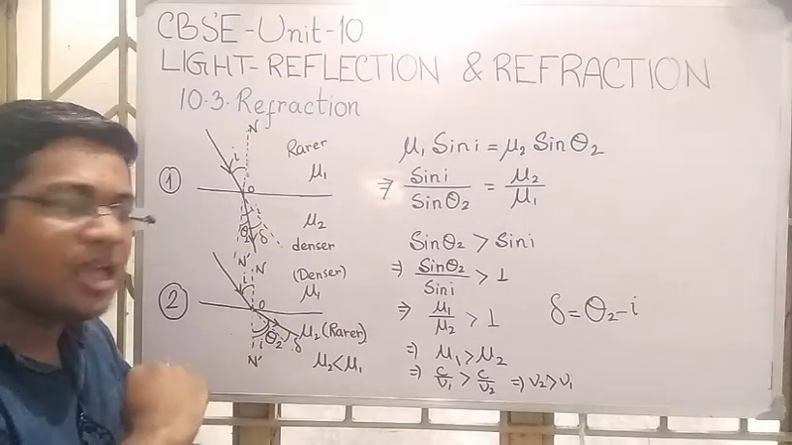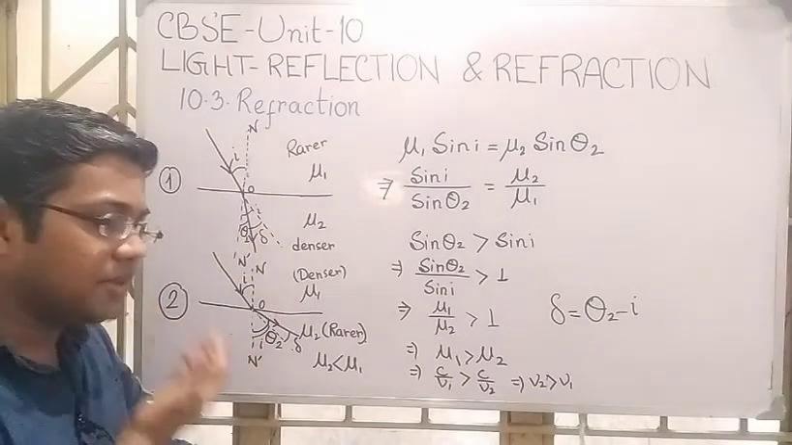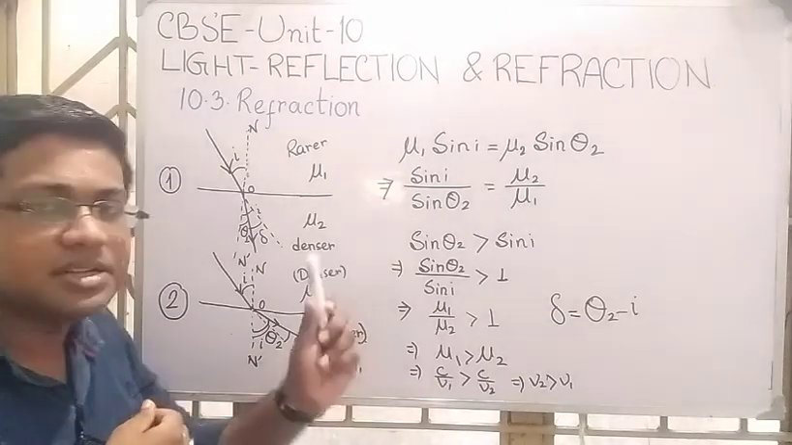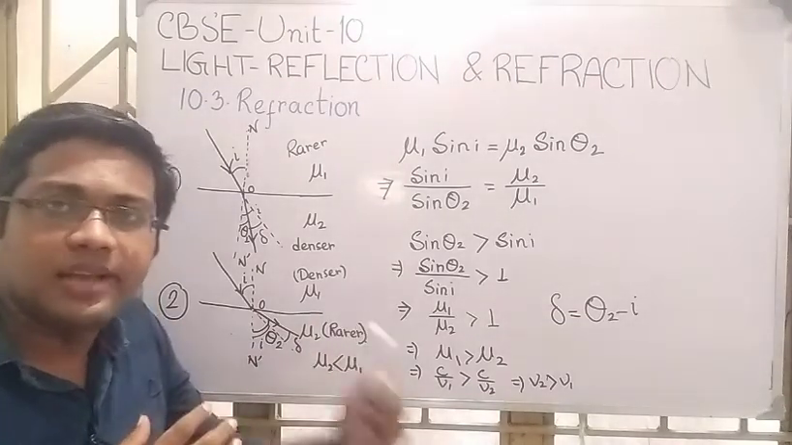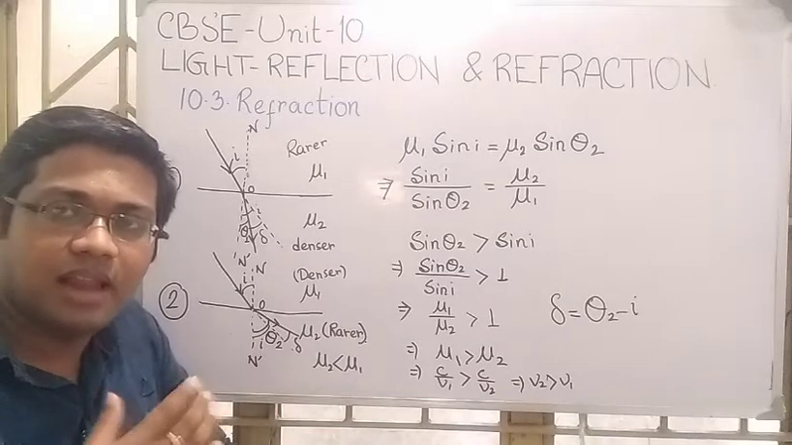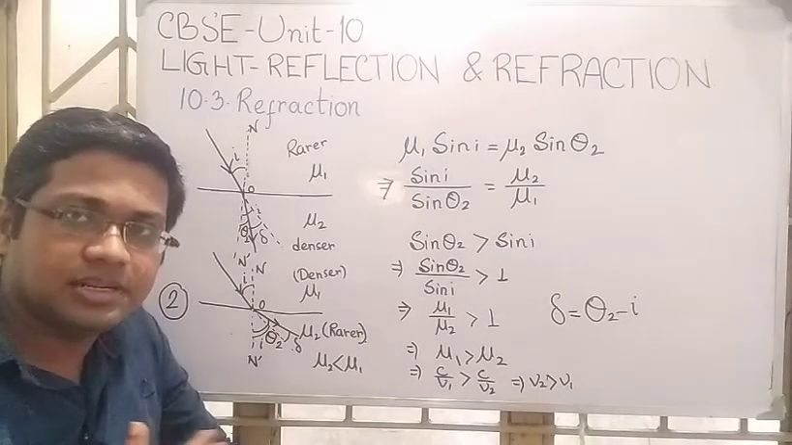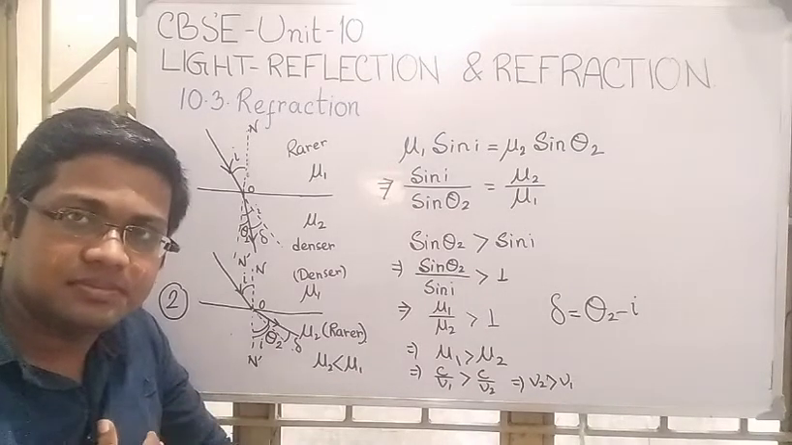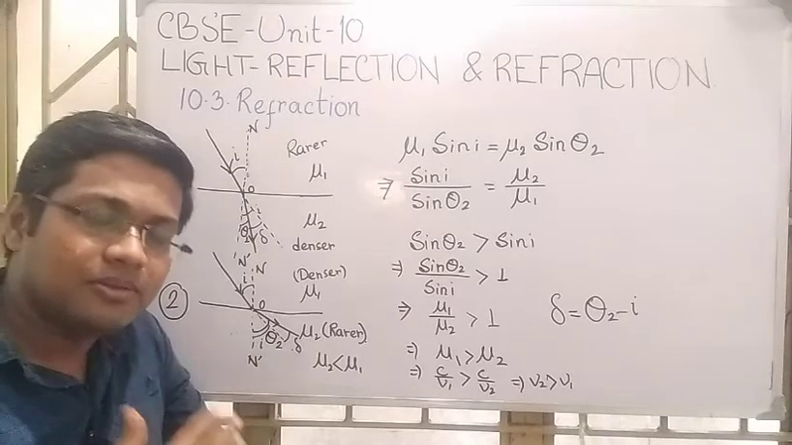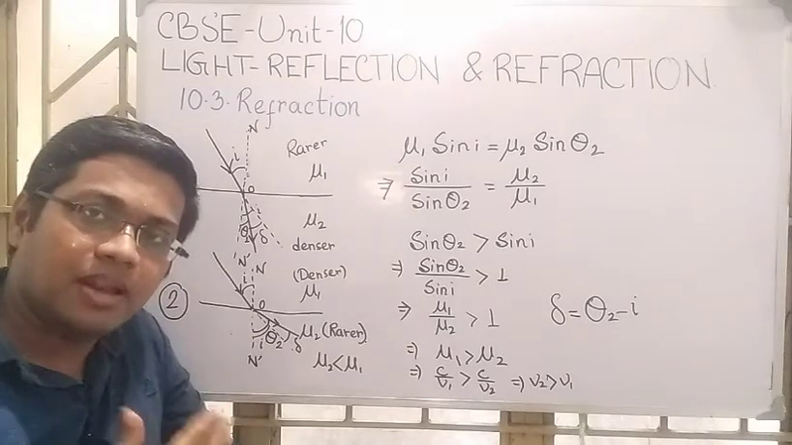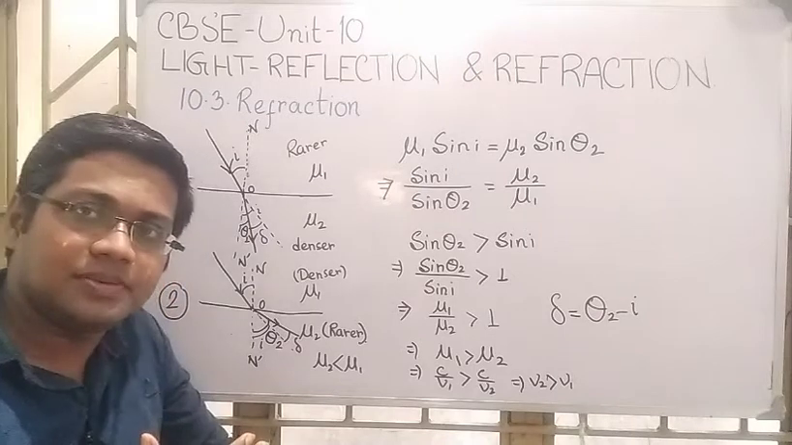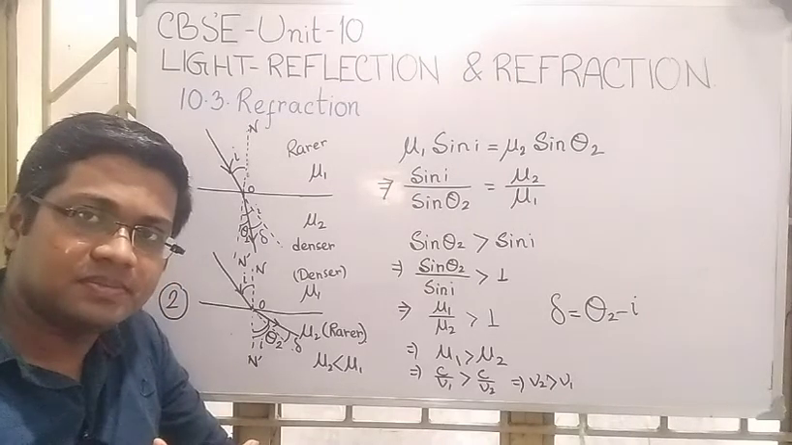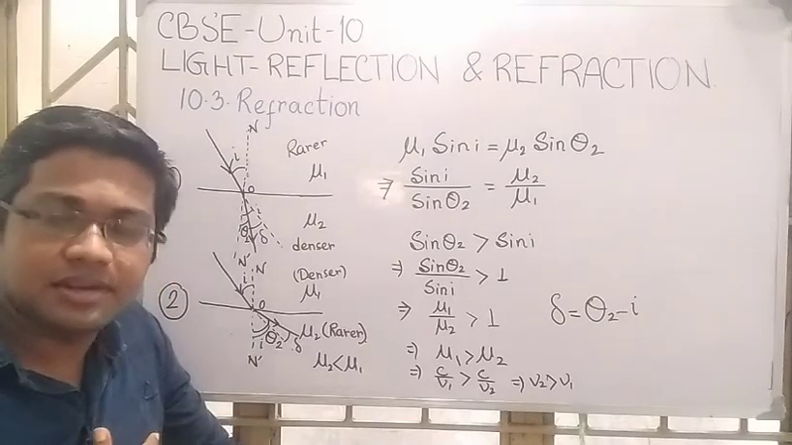And after that, obviously, these refractions are for oblique incidences. If the light is incident obliquely on the interface, then what will happen if the light strikes the interface normally? Then you will see in the next lecture.